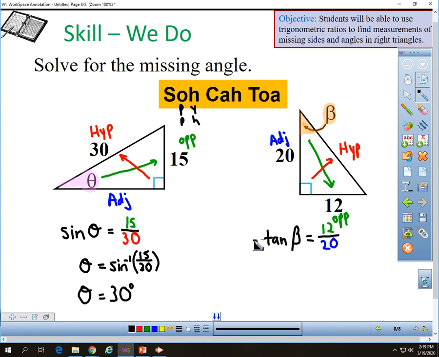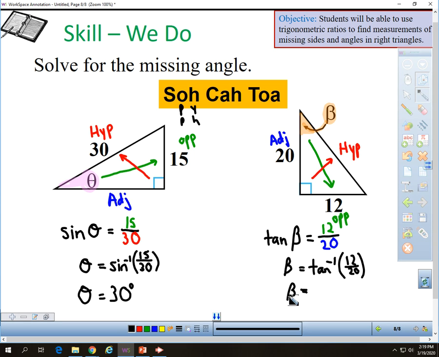So when applying the inverse to the regular tangent, they cancel out, and that leaves you with angle beta equals, now I need to apply the inverse tangent to the right-hand side, and that's going to be applying this 12 over 20 inside the inverse tangent. So we're going to evaluate inverse tangent of 12 over 20 in order to get beta, and we will be using a calculator for this.